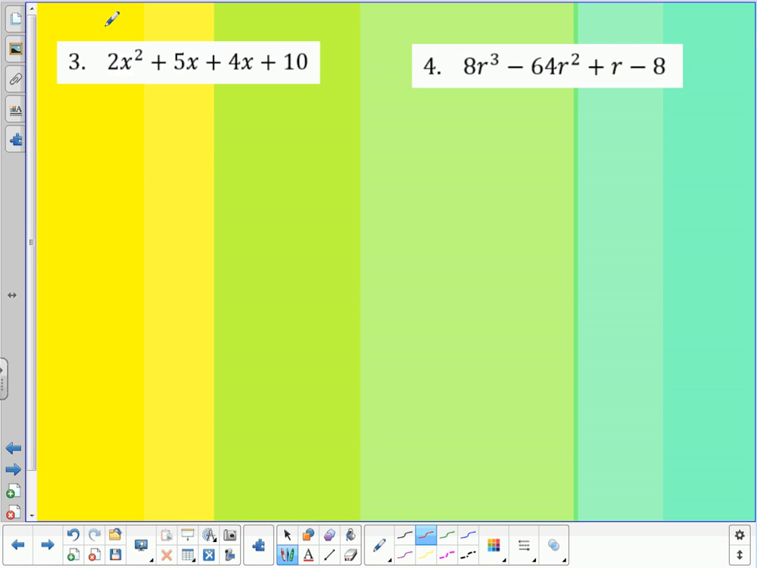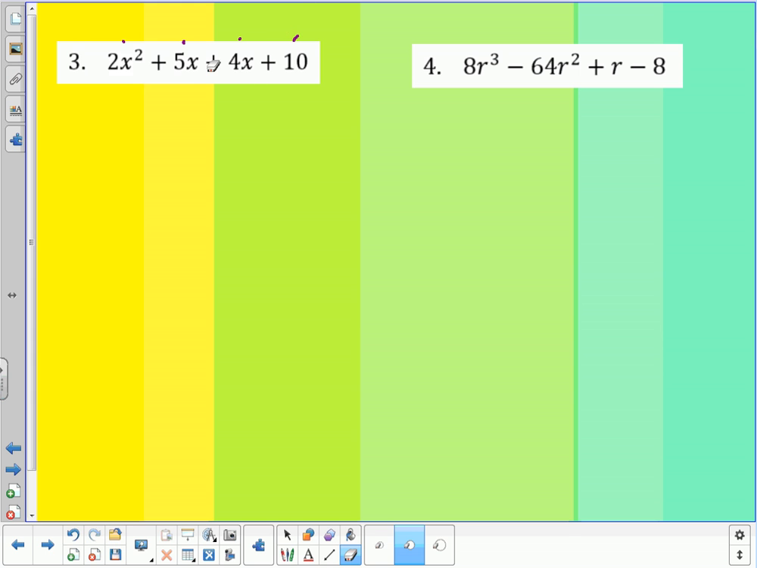Let's try again. 2x squared plus 5x plus 4x plus 10. Now some of you may be looking at this and saying, why don't we take that 5x and 4x and put them together? They're like terms. Well, when we're factoring by grouping, we want 1, 2, 3, 4 terms. So it doesn't help us to put these two together, because if I made it 2x squared plus 9x plus 10, how do I group them? Do I group the first two? Do I group the last two? That doesn't make any sense. So factoring by grouping, we want to have 4 terms.